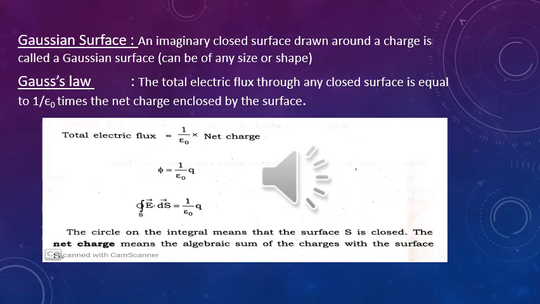Next we have to study what is Gauss's law. Before that, the Gaussian surface. It is just an imaginary surface which is drawn around a charge and it can be of any size or shape. And then, what is Gauss's law?